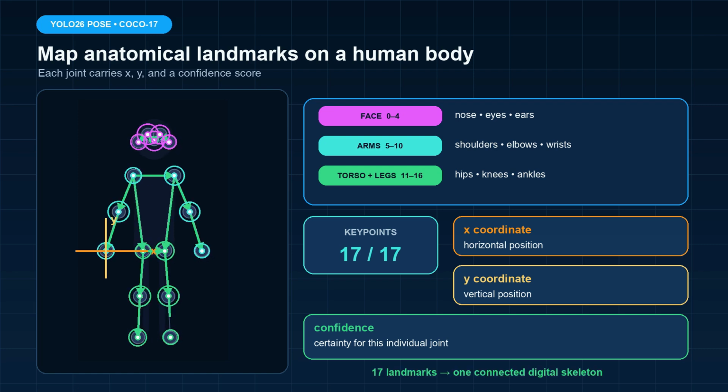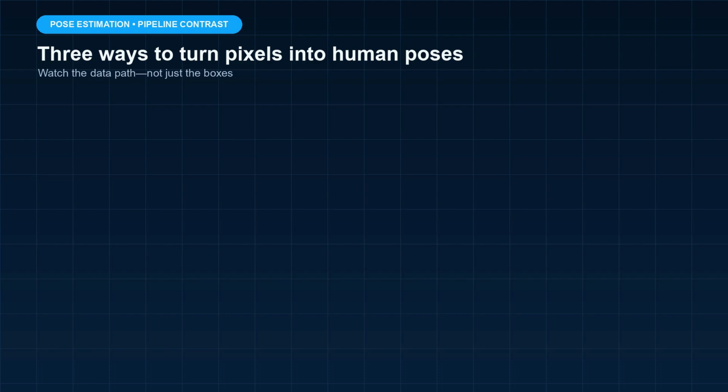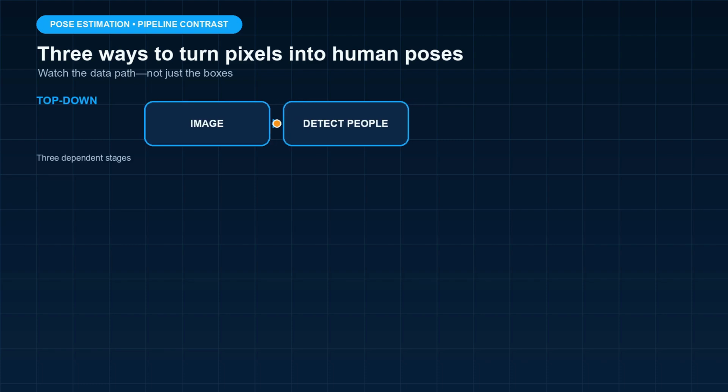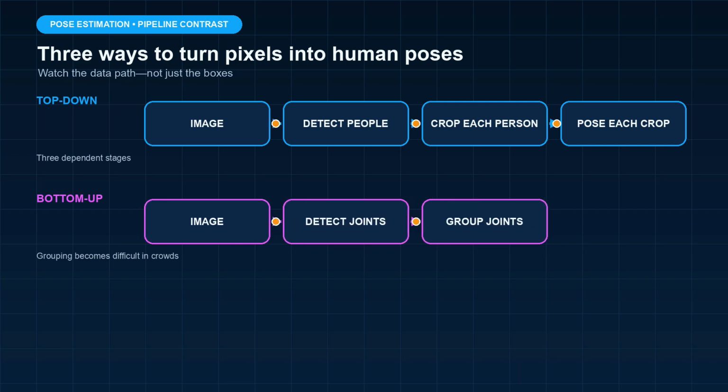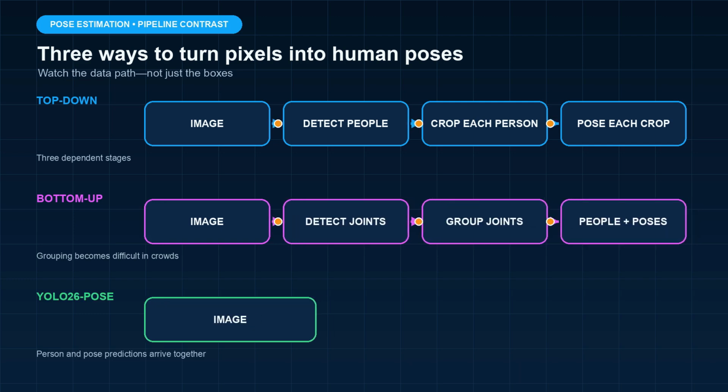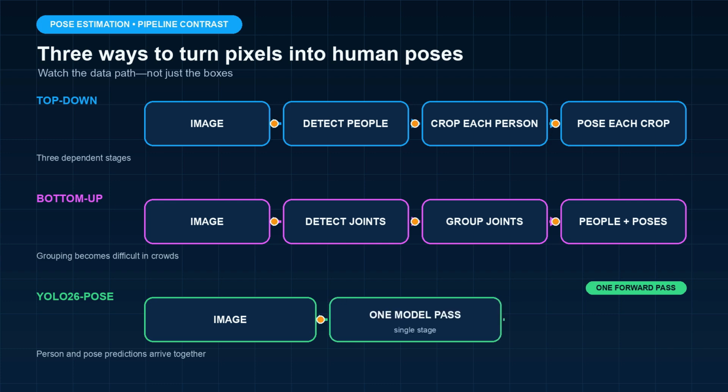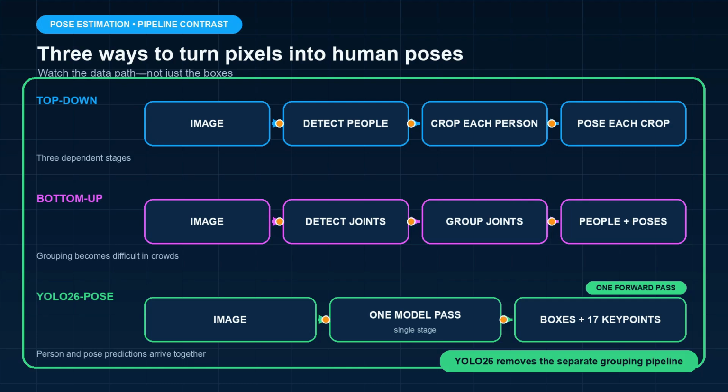The architectural contrast here is fascinating. Older top-down pipelines had to detect people first, crop the image, and then estimate joints. Bottom-up pipelines found joints first, but struggled to group them into bodies in crowds. YOLO26 completely changes the game by predicting both people and their key points together in one forward pass. That single-stage prediction gives us incredible efficiency.